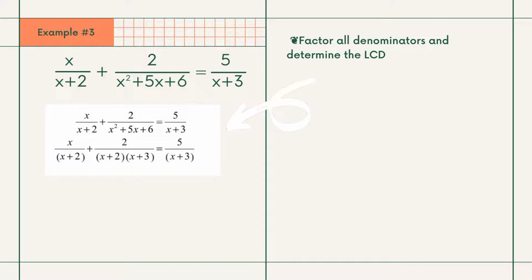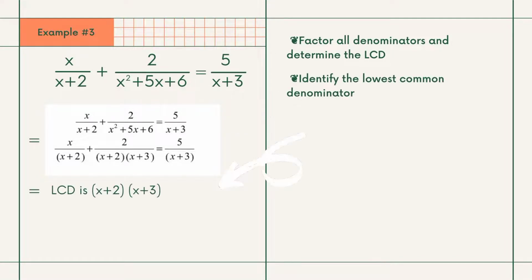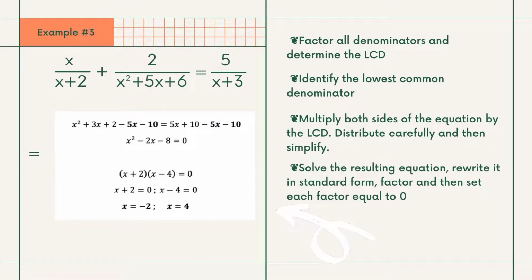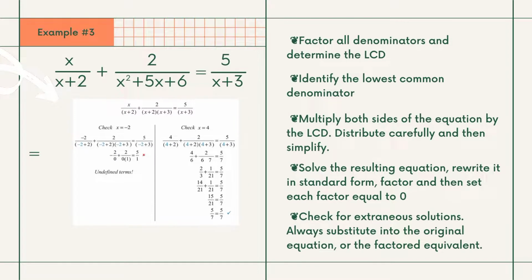Factor all denominators and determine the LCD, in which case the LCD is x plus 2 and x plus 3. Identify the lowest common denominator. Multiply both sides of the equation by the LCD. Distribute carefully and then simplify. Solve the resulting equation, rewrite it in standard form, factor, and then set each factor equal to 0. Check for extraneous solutions. Always substitute into the original equation or the factored equivalent.